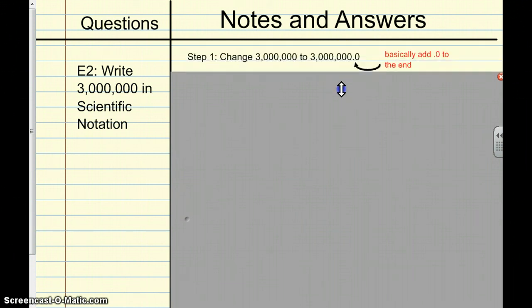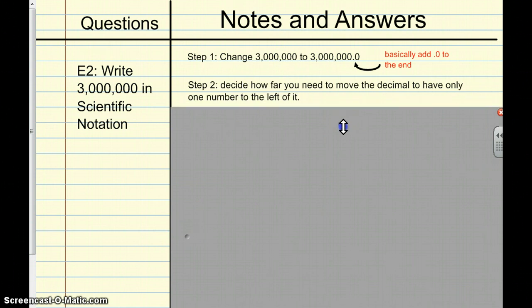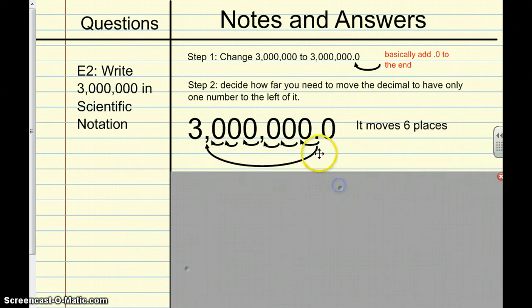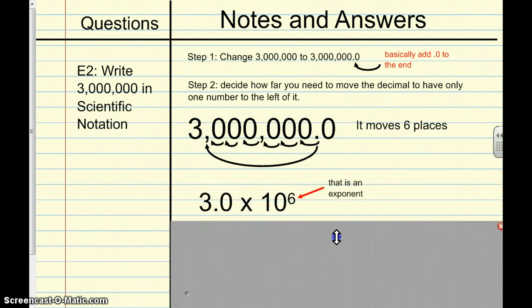Step 1. Oh, there it is. Add that 0.0 to the end. These are the same amounts, but you need to know where that decimal starts. Okay, how far do we need to move it? Well, it's here. We got to move it between the first two numbers. So you're going to move it 6 places. 1, 2, 3, 4, 5, 6. It's going to go where that comma is, right there. And that means your exponent's going to be 6. So you have 3.0 times 10 to the 6th. Why 10? Well, 10 is the power that moves a decimal one place value. That's why we multiply by 10.